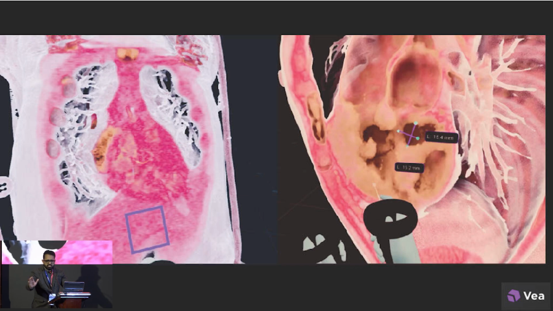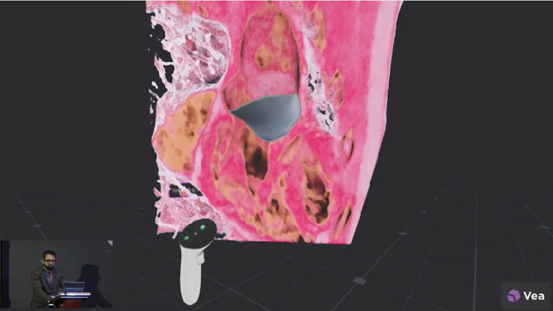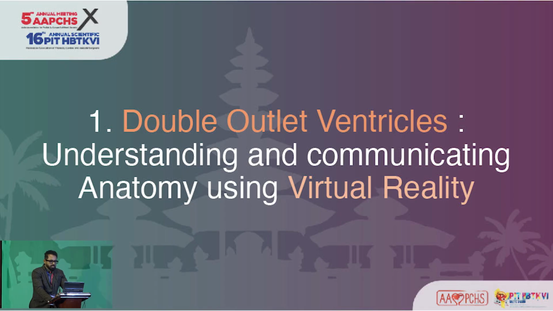This is the regular CT scan of a patient, with no special imaging. And you can do precise measurements, in a curvature or in a straight line. You can do simulation of various steps, including the placement of a baffle. So, coming to double outlet ventricles, understanding and communicating anatomy with virtual reality, how do we do this?